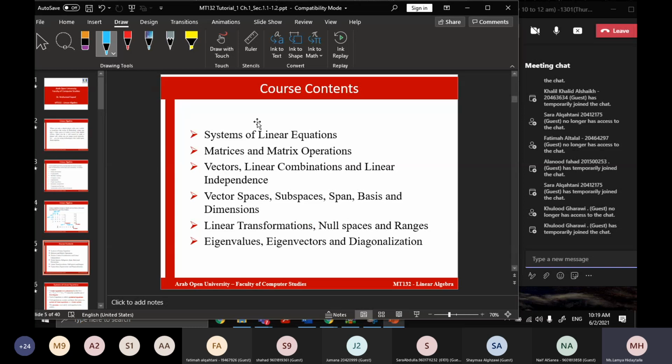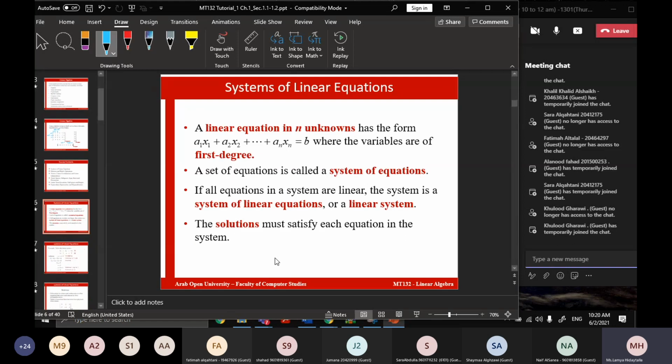These are the different chapters we're going to do in this course: systems of linear equations, matrices and matrix operations, vectors, linear combination and linear independence, etc., till the last one, which is eigenvalues. So we have 6 different chapters. Then we'll directly start with our first chapter, which is systems of linear equations.